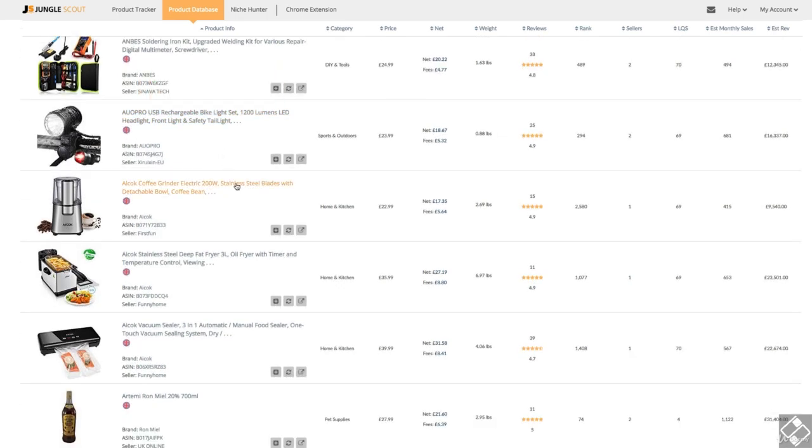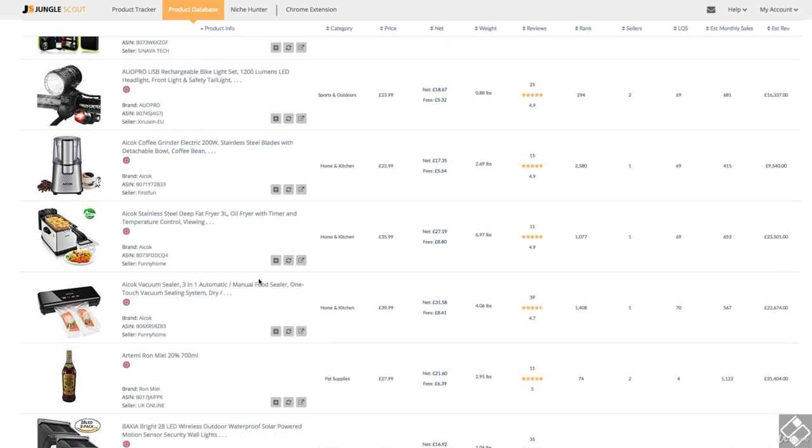Moving further down, we have the Pro USB rechargeable bike light set. So this certainly fits our product criteria. I mean, they are lights, so there is some kind of moving part in there, I suppose, but it's small, light, quite robust. It's waterproof. It's going to be pretty easy to ship. It has 25 reviews here. It ranks high. Listing quality score is quite high, but it's definitely something you could add to a short list.